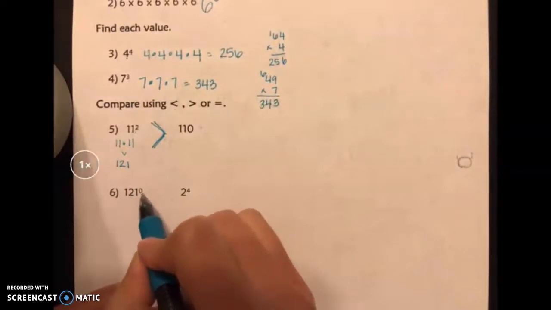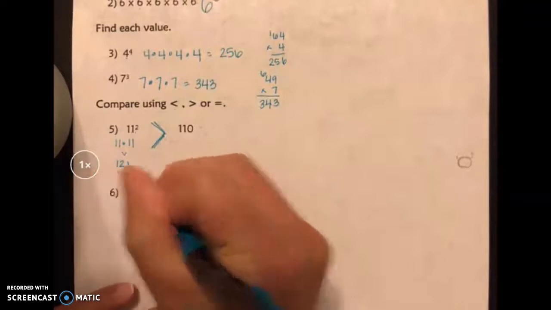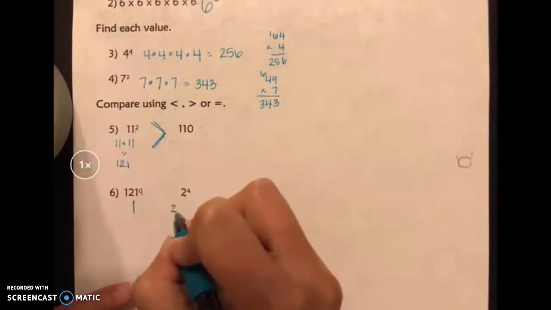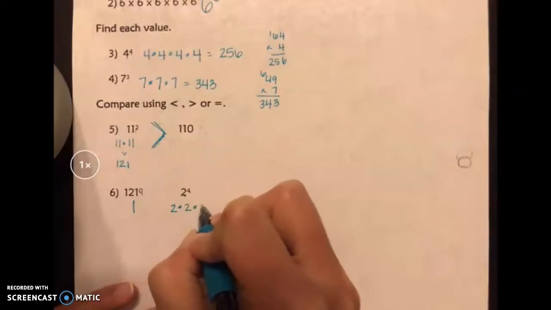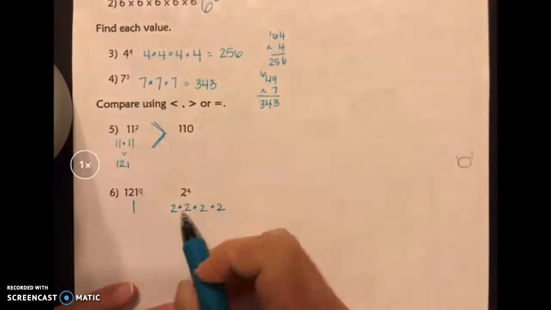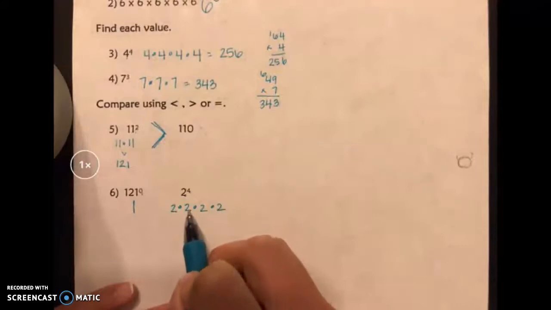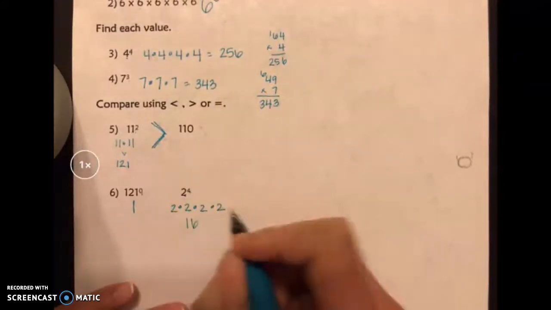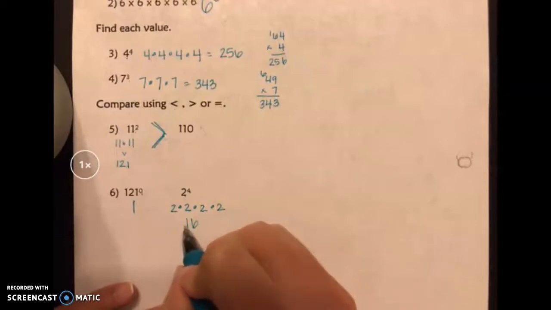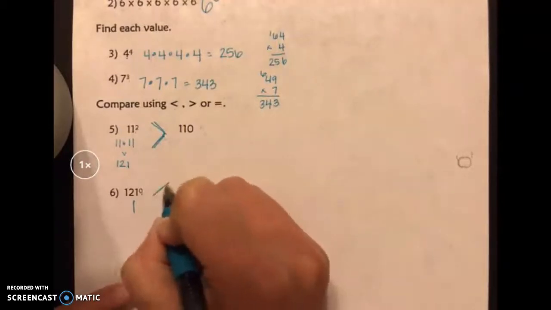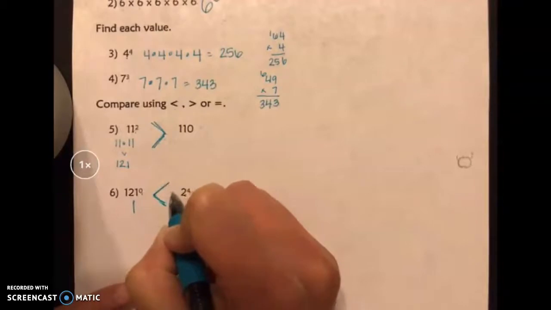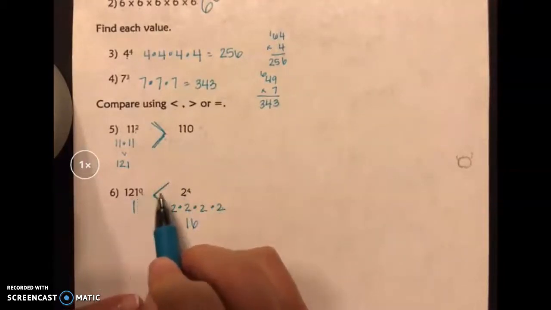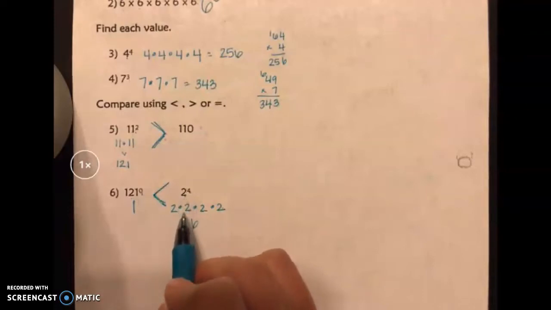All right, 121 to the 0 power. What happens if it's to the 0 power, guys? Remember, that always equals 1. All right, and then we're doing 2 to the 4th. So that means I'm going to multiply 2 4 times. So 2 times 2 is 4. 4 times 2 is 8. 8 times 2 is 16. All right, the alligator is going to want to eat this number, so we're going to make sure to put our mouth going that way. So 121 to the 0 power is less than 2 to the 4th power.